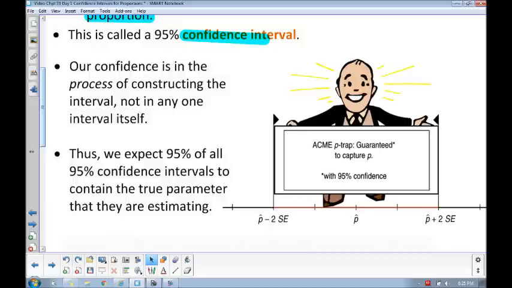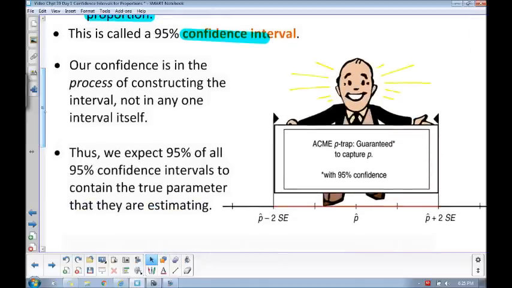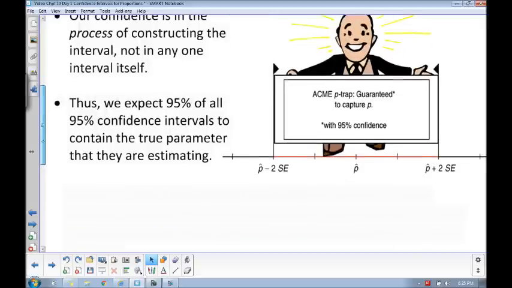If I'm going to interpret a confidence interval, then that means that we are 95% confident that that interval, whatever it is, contains the true proportion. If we wanted to talk about a confidence level, we would say that we would expect 95% of all 95% confidence intervals to contain the true parameter that we're trying to estimate. So if I were to do it over and over again with that specific level, 95% of them should capture the true parameter.